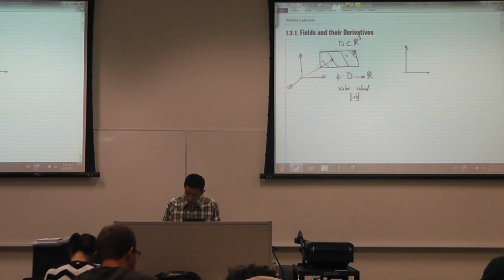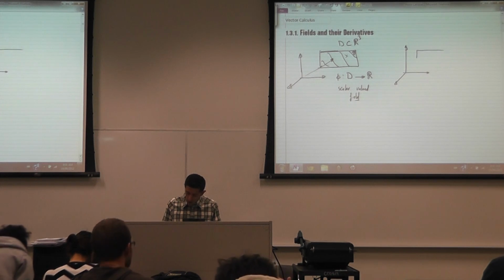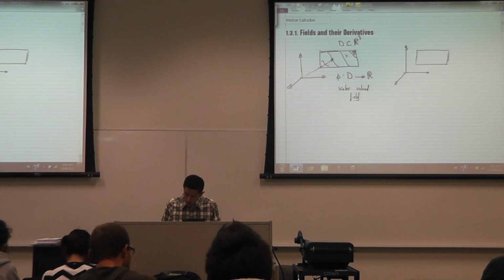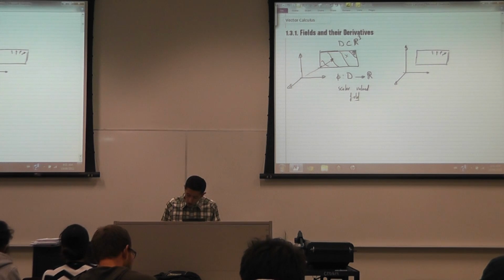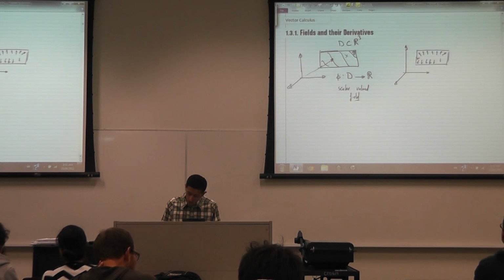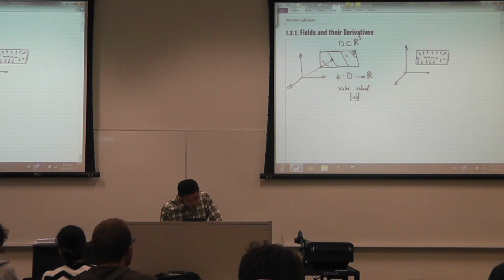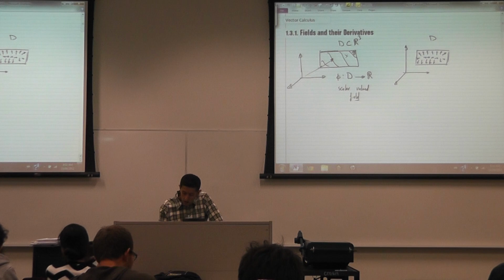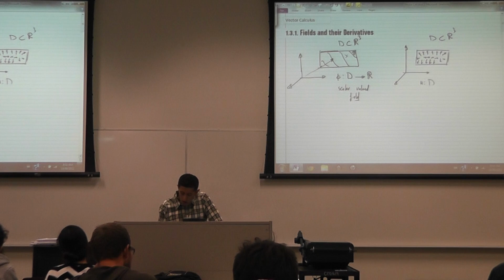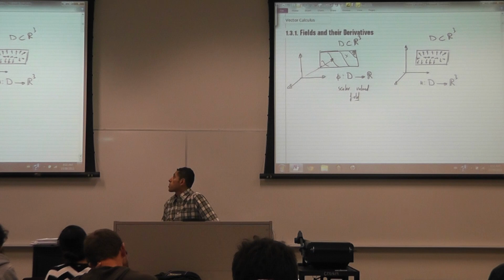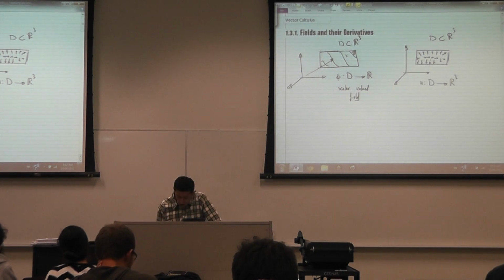I'm also interested in maps that give me vectors on my object. The displacement, for example. D is a set in R3. For every point in my object, I have a vector. For example, the displacement of that point. This is a vector valued field.